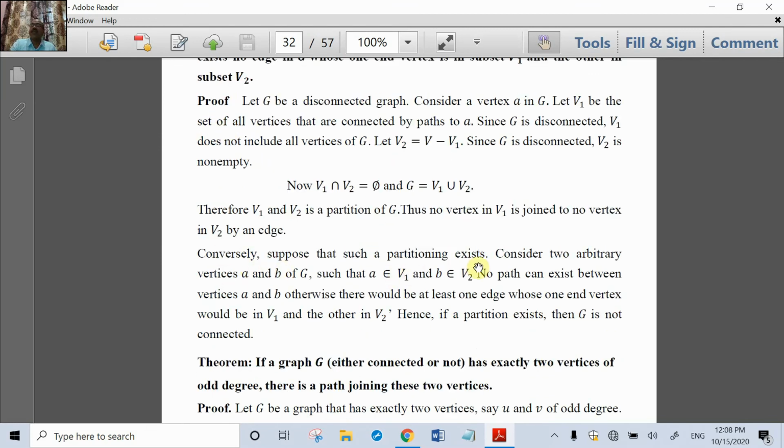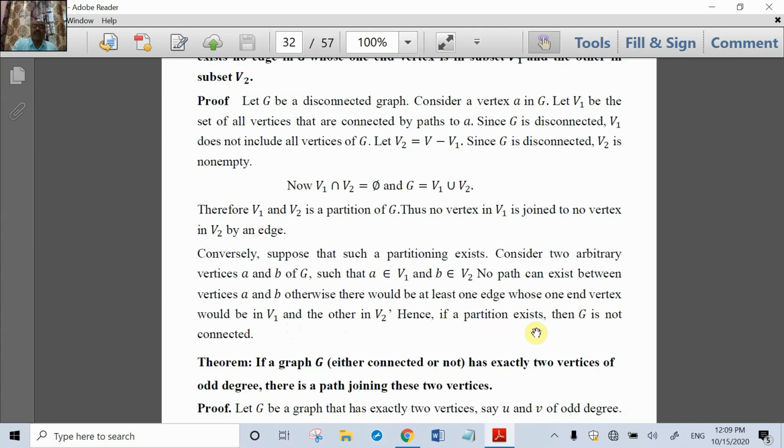Conversely, suppose a partition exists. Consider two arbitrary vertices A and B of G. Suppose A belongs to V1 and B belongs to V2. No path can exist between vertices A and B. Otherwise, there would be at least one edge with one end in V1 and the other end in V2. Hence, if a partition exists, G is disconnected.